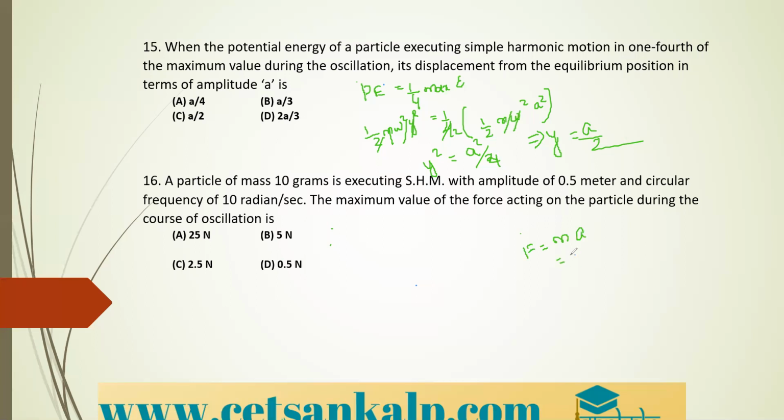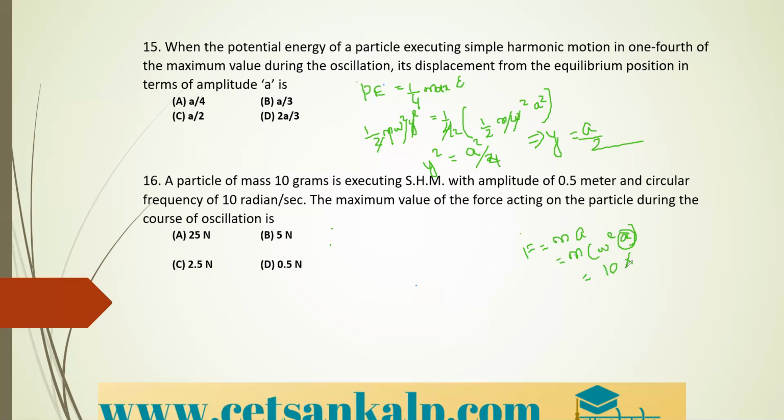But here acceleration in the simple harmonic motion, we can write it as omega square into A. Correct? Here the first A is acceleration, and this other A is amplitude. Okay. This is equal to, so 10, that is mass which is given, into omega is also given, 10 radian per second. It is omega square into A value. Substitute all the values here.